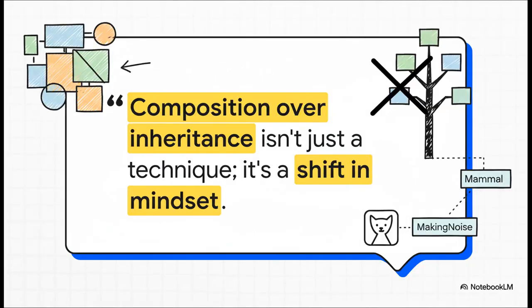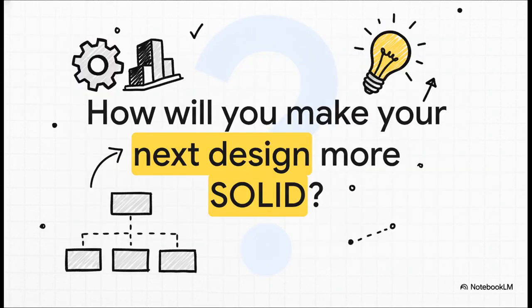And you know what? This way of thinking leads directly to a really powerful modern design philosophy, favoring composition over inheritance. Instead of building these rigid family trees of classes, we build flexible objects by composing them from smaller, independent behaviors, just like we did with our Mammal and its making noise behavior. It's a fundamental shift in how you approach building things. And that brings us to the end.